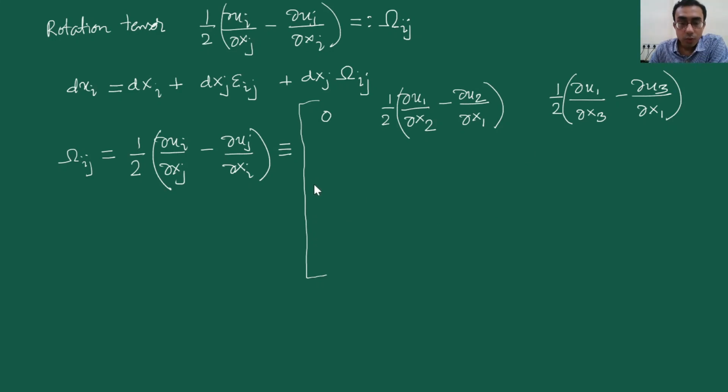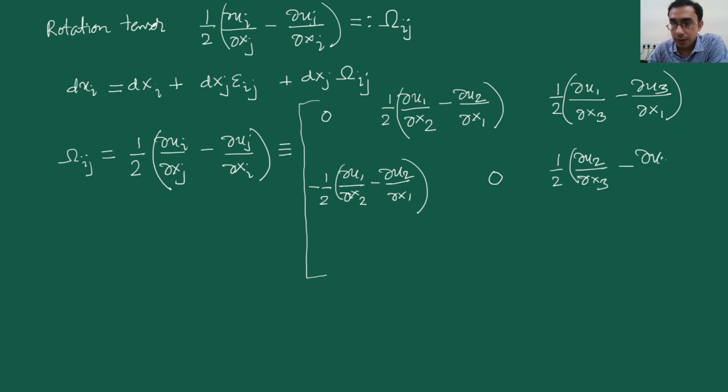Now note that this is an antisymmetric matrix. So this term here in the second row and the first column should be the negative of what is present in the first row, second column. So this should be the diagonal element is 0, and this one should simply be del u2 del x3 minus del u3 del x2.